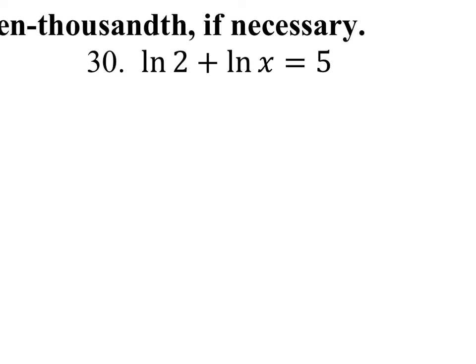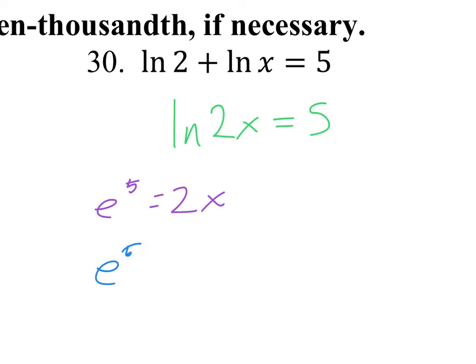So for number 30, we have to condense this down before we can switch it to exponential form. So we use our product property to condense that down. We get natural log of 2x equals 5. Switch to exponential form, we get e to the 5th power equals 2x. So all we have to do really is divide the e to the 5th by 2, and that will give us the x. Again, not my best 5 ever.